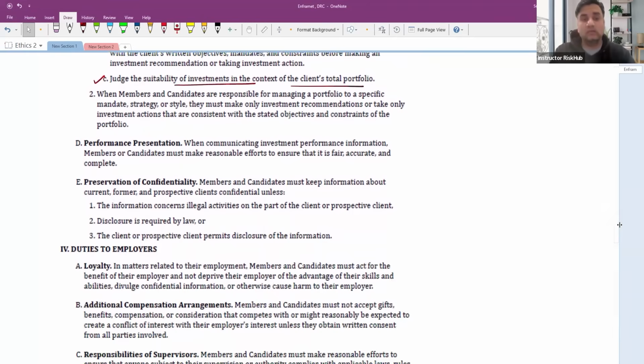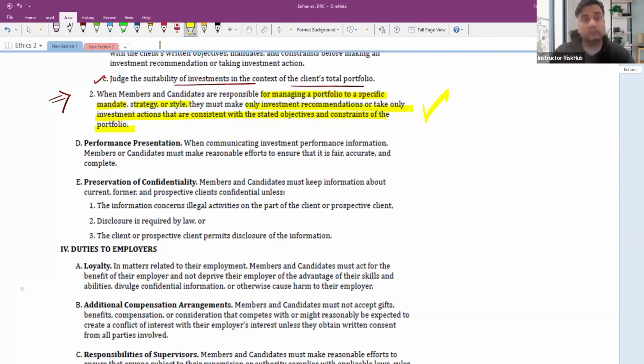And then the next part is discretionary portfolios, where you follow the mandate strictly, right? That is very, very important. Basically, when members and candidates are responsible for managing a portfolio to a specific mandate, strategy, or style, they must make only investment recommendations or take only investment actions that are consistent with the stated objectives, right? So follow the mandate very, very clearly. This is very important.